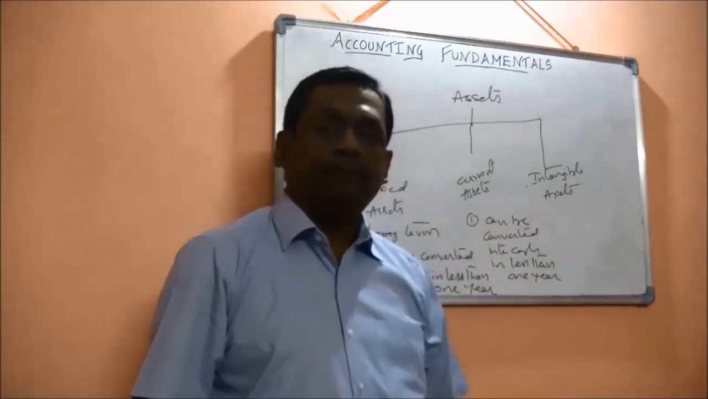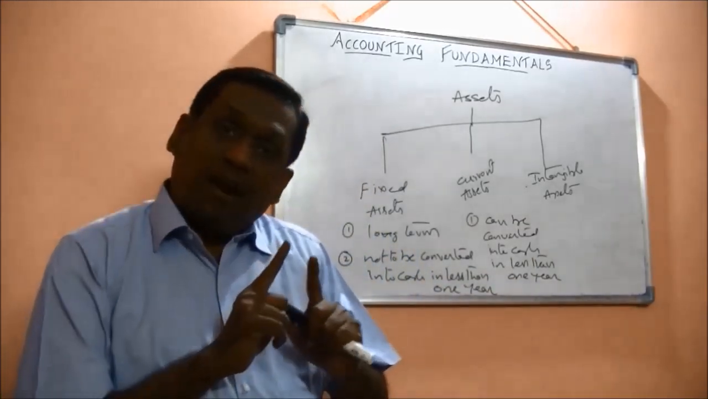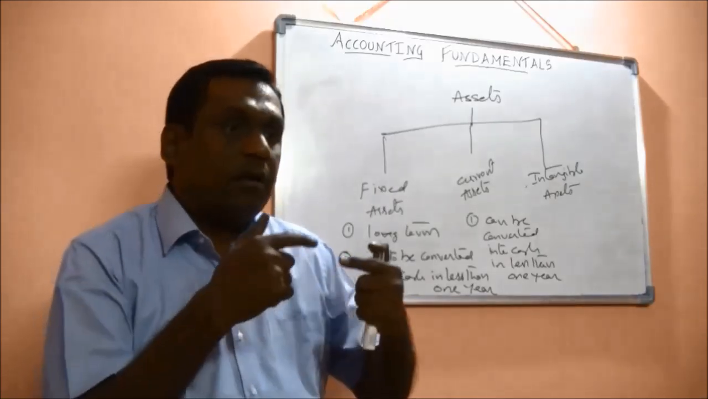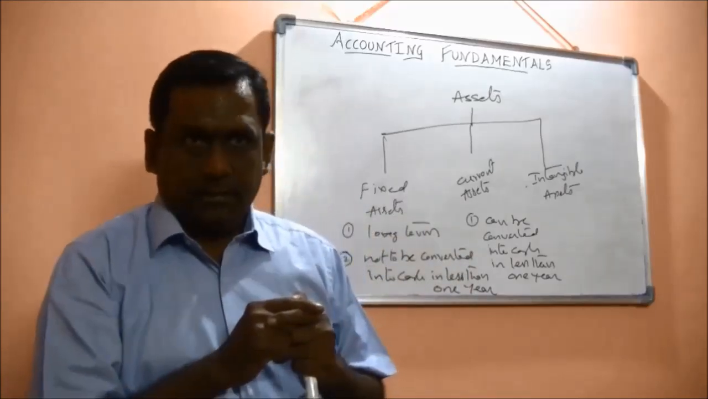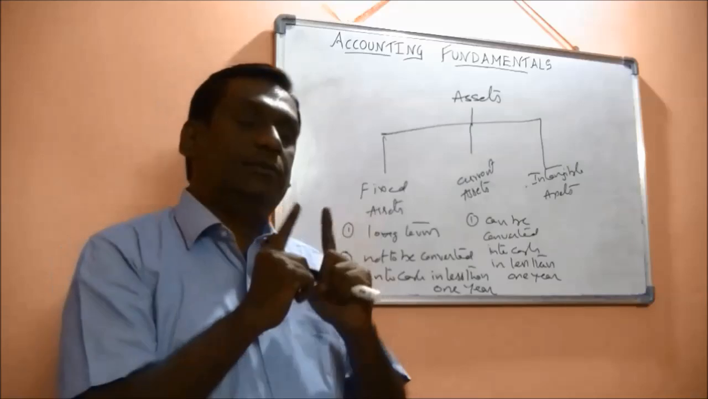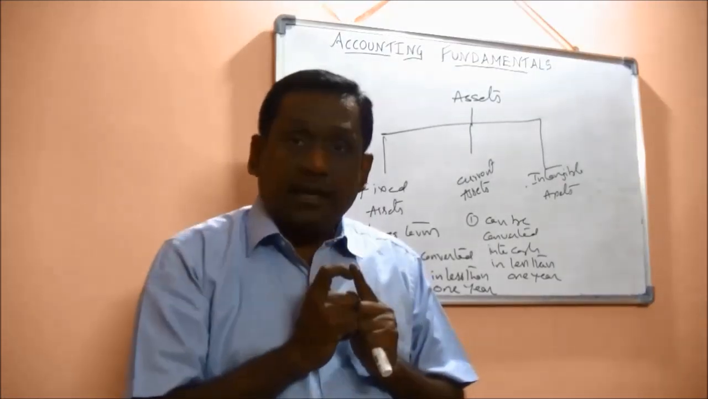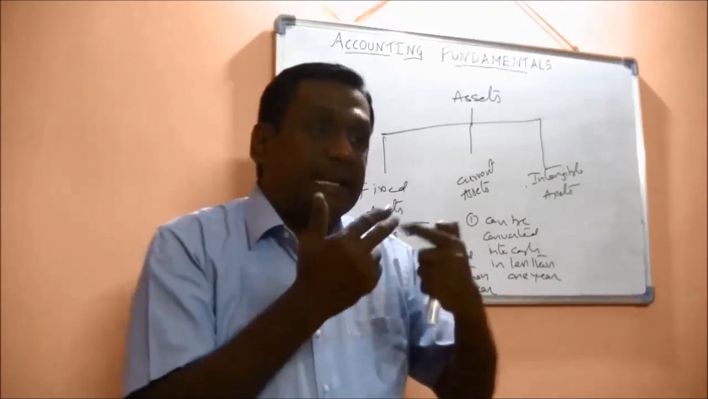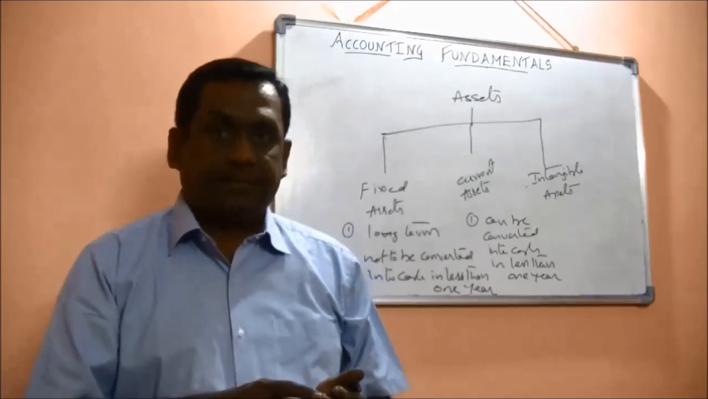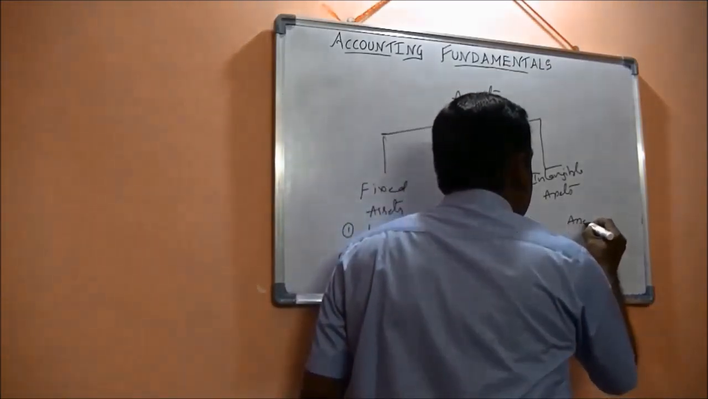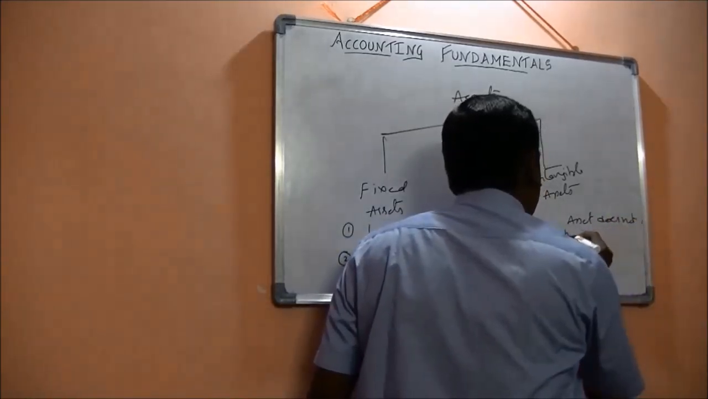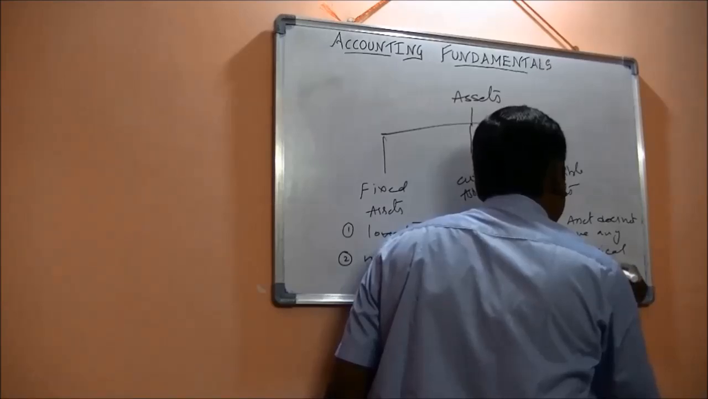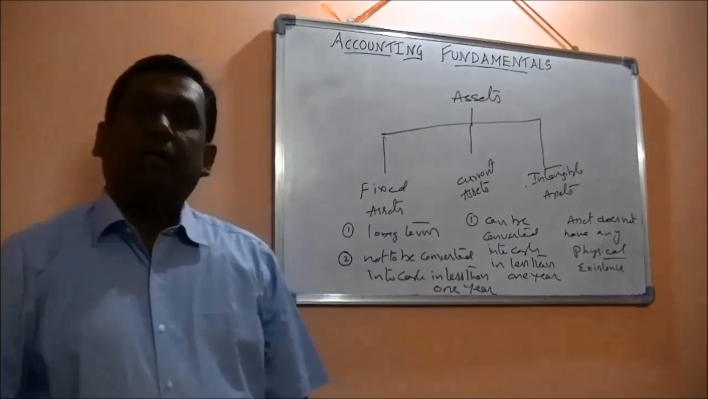What is an intangible asset? The asset which does not have any physical existence. What do you mean by physical existence? You cannot feel, you cannot touch that asset. Those assets are called intangible assets. An asset that does not have any physical existence is known as an intangible asset.